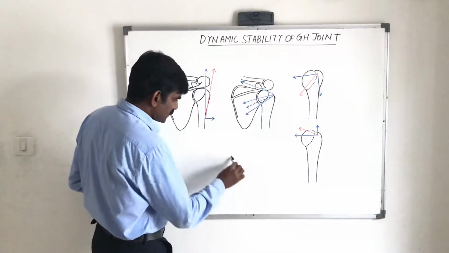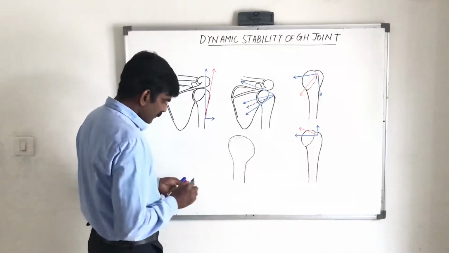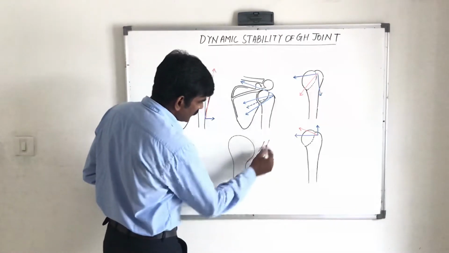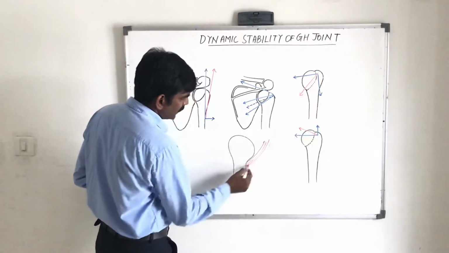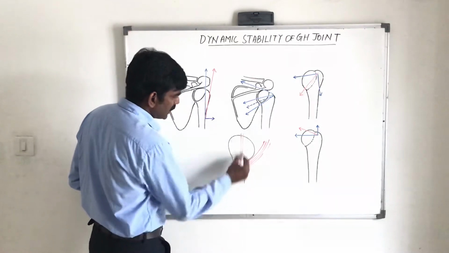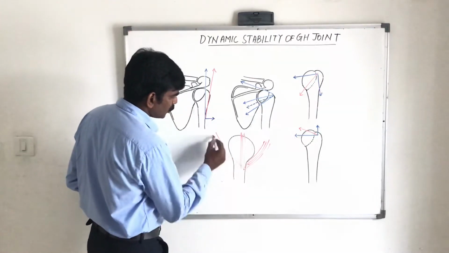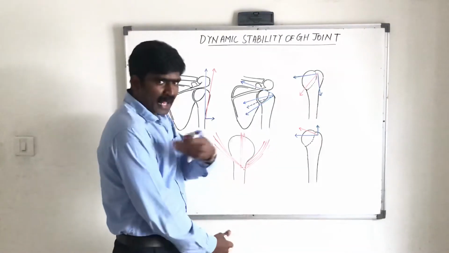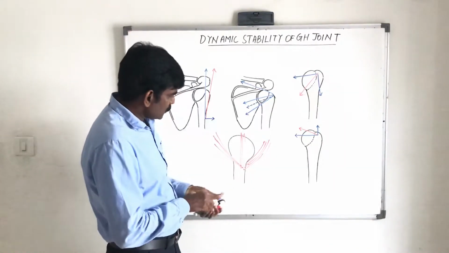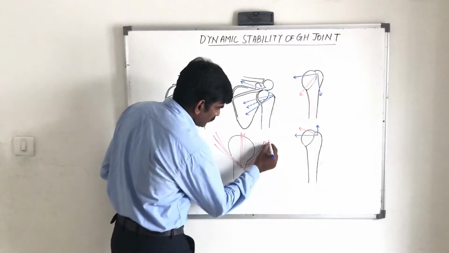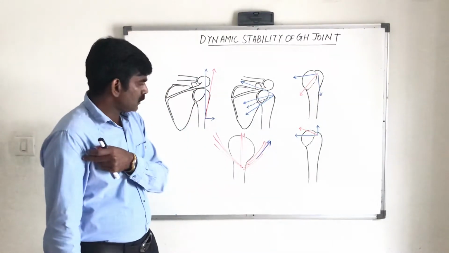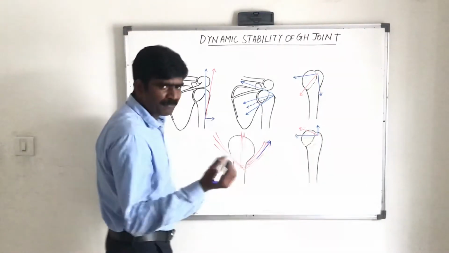Imagine this is the humerus here, and this is the deltoid muscle. This is anterior deltoid, this is middle deltoid, and this is posterior deltoid. I have drawn this image from the lateral view. Clear? So this is the line of force of anterior deltoid muscle.